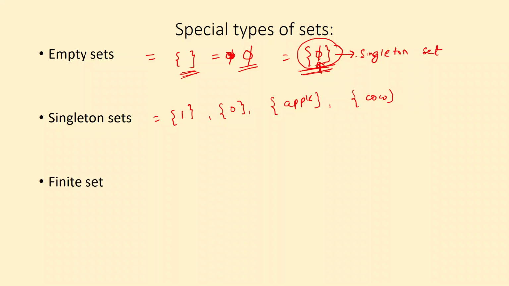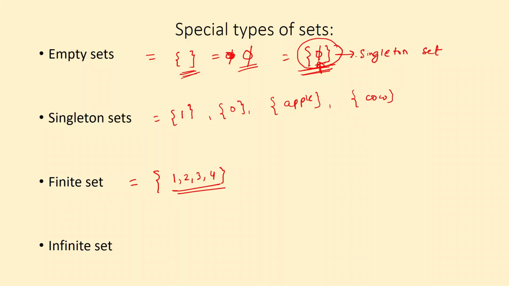Finite sets are those sets which are countable and finite. It means if you start counting the number of elements inside the set, you will reach an end somewhere. So for example, if you write 1, 2, 3, 4 and so on, then this is a finite set, because you can easily count the number of elements in the set, and you will surely reach the end somewhere.